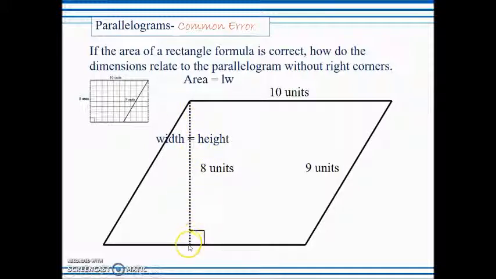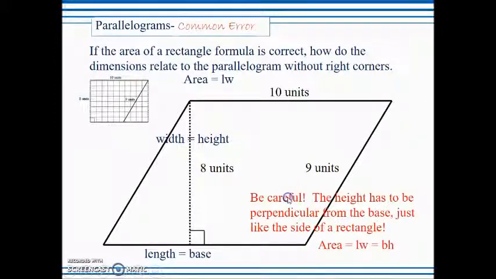This is the perpendicular to the base, or the length, and that's the width or the height. And here is the length or base. So of a parallelogram, it's the base, and if it's a rectangle, then it's the length. We need to be careful that the height has to be a perpendicular line to the base, just like the side of a rectangle. So we can use the same area formula, length times width, but when we're looking at a parallelogram, we want to make sure we take the length as the base and the width as the height, the perpendicular to the base.